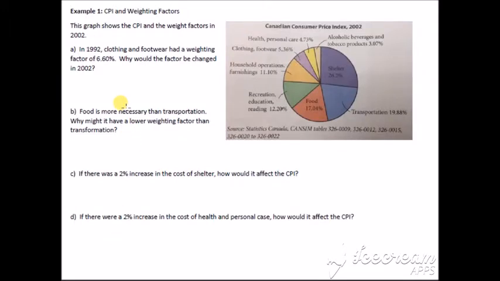Okay, so example 1, CPI and weighting factors. This pie graph shows the CPI and weight factors in 2002. In 1992, 10 years before, clothing and footwear had a weighting factor of 6.6%. So in real life, why would the factor be changed in 2002? I would look this up. Clothing and footwear changed from 6.60 and went down to 5.36. So why does it have a smaller weighting?